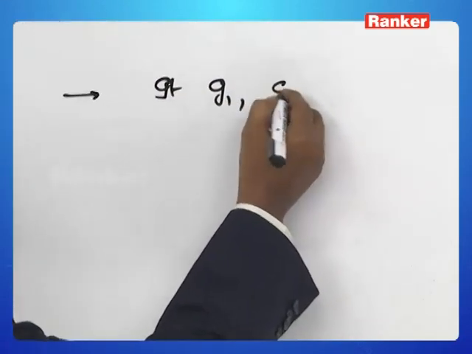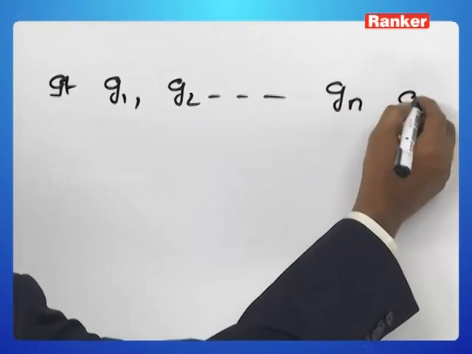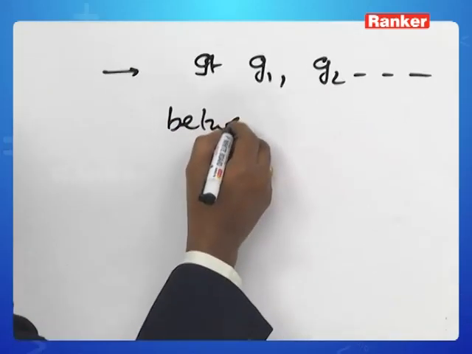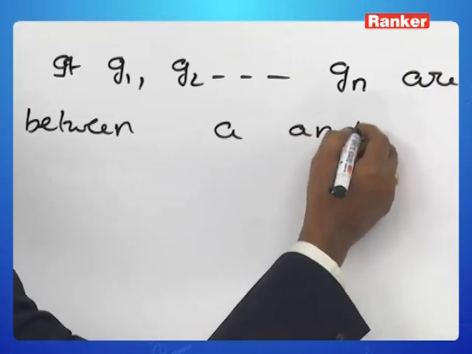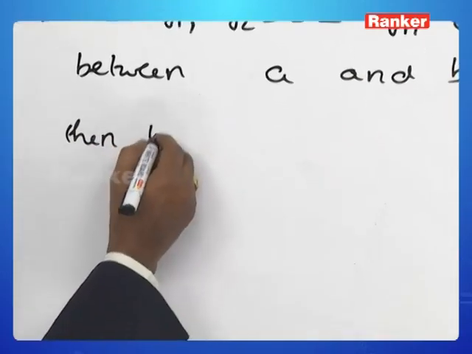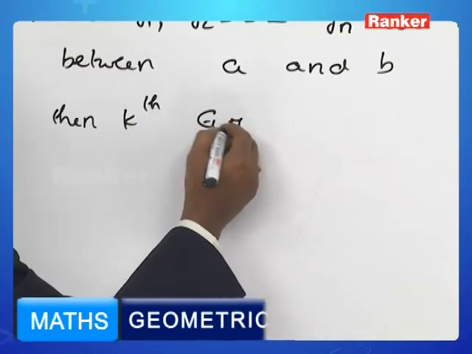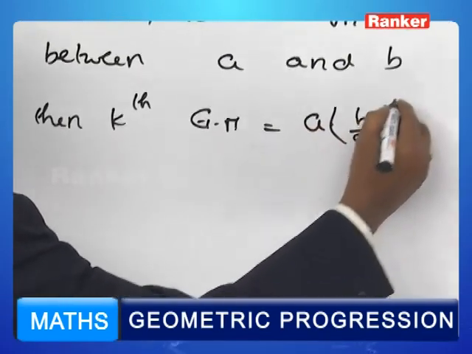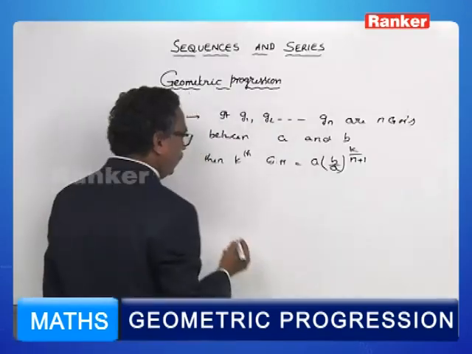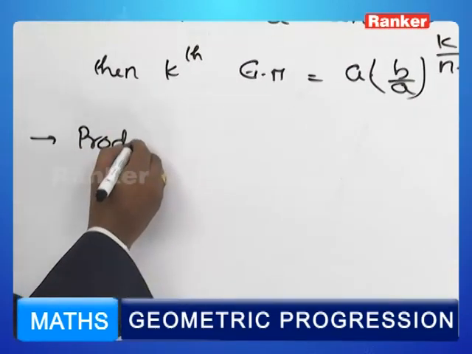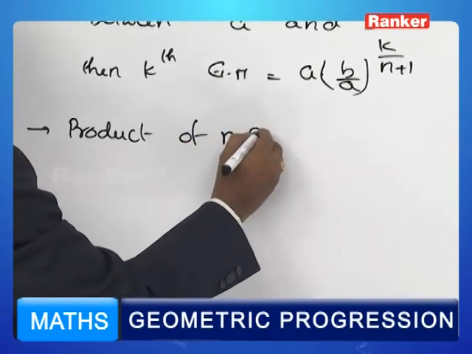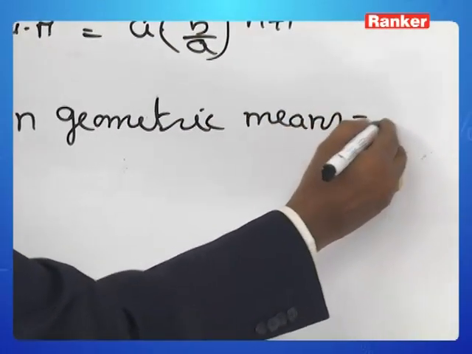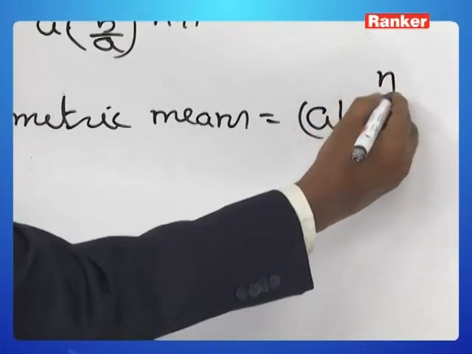If G1, G2, and so on up to Gn are n geometric means between A and B, then the kth geometric mean is given by A into B by A whole to the power of k by n plus 1, and the product of n geometric means is given by the square root of AB to the power of n, that is, AB to the power of n by 2.